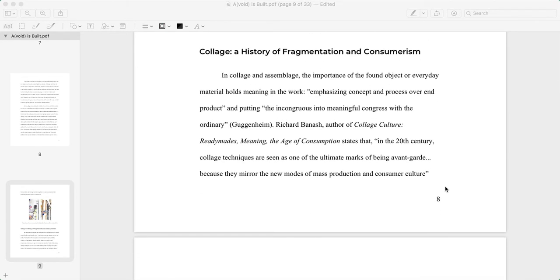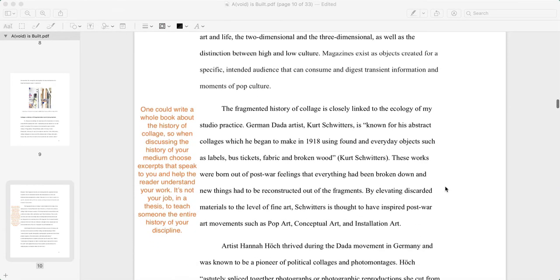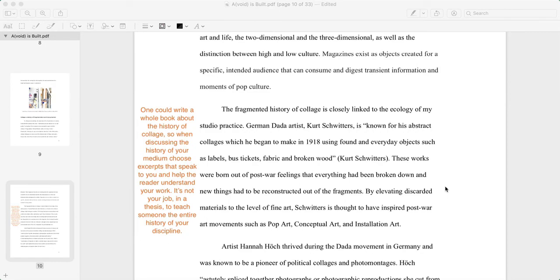On to the next section about collage. And now you could easily write a whole book about the history of collage, so when you are discussing the history of your medium, choose excerpts that speak to you and help the reader understand your work. It's not your job in a thesis to teach someone the entire history of your discipline. You're only choosing to discuss historical elements that help the reader understand your own work.